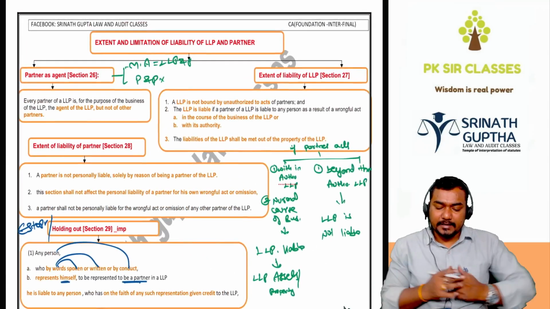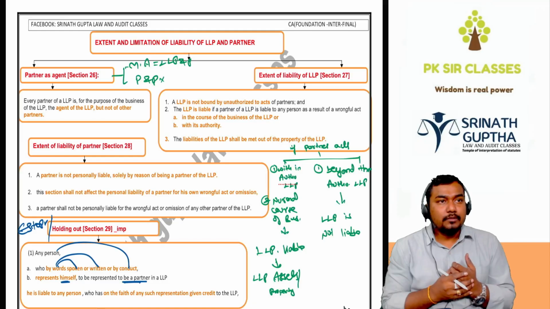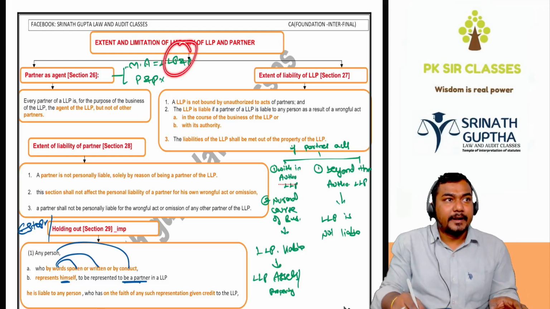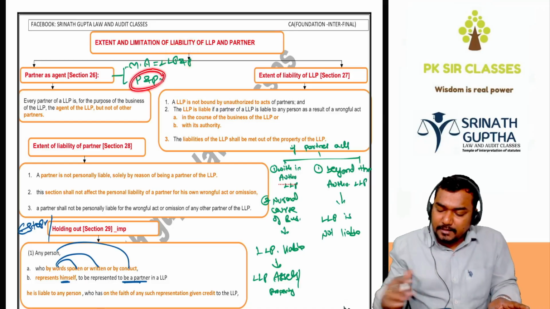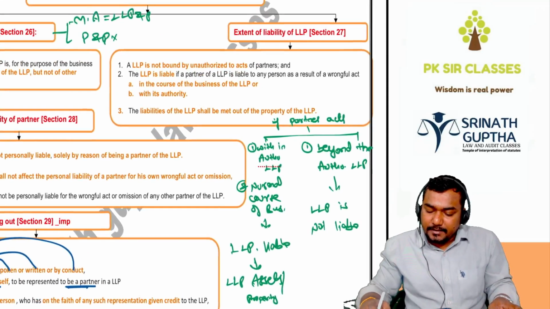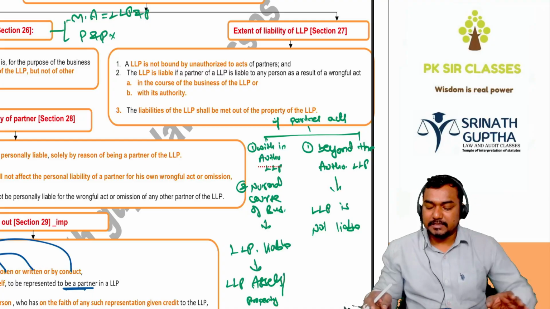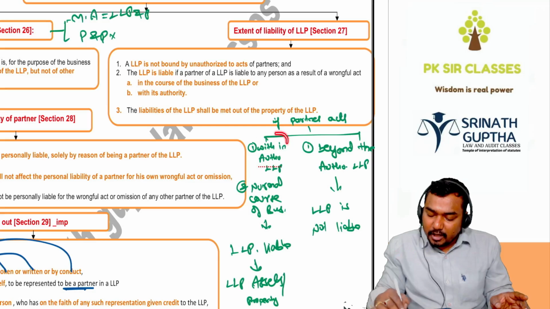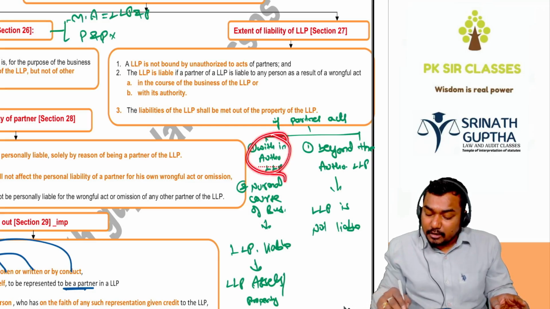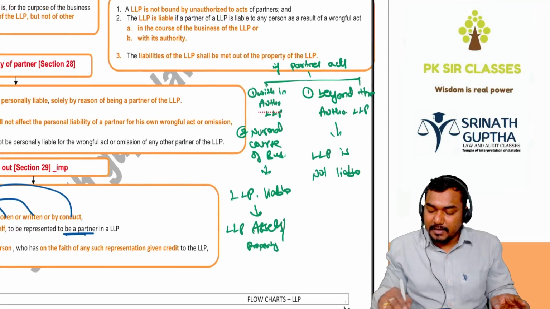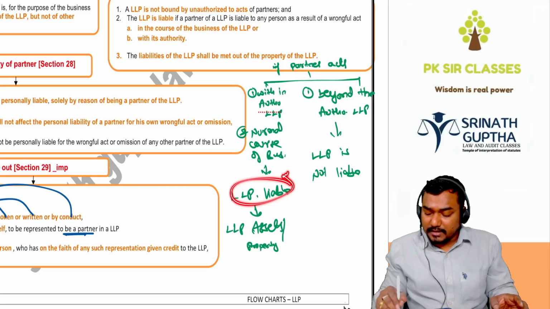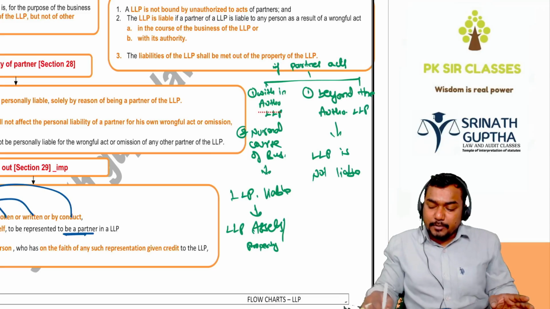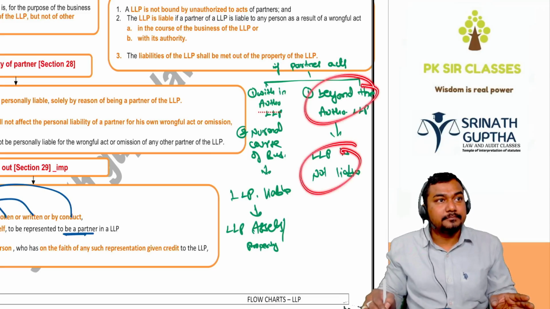Next, partner as an agent. There is a mutual agency between the LLP and a partner, but there is no mutual agency between one partner and another partner. Extent of liability of the LLP: if a partner does any activity within the authority of the LLP, which is related to the normal course of business of the LLP, then the LLP will be liable. Those liabilities can be met out of the LLP assets. If a partner is doing any activity which is beyond the authority of the LLP, then the LLP will not be liable.